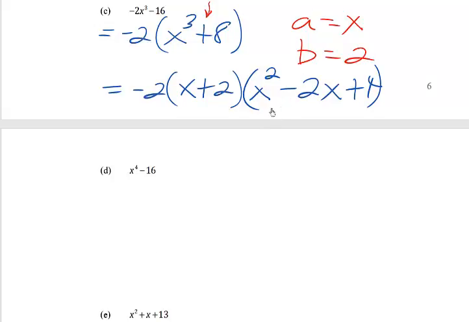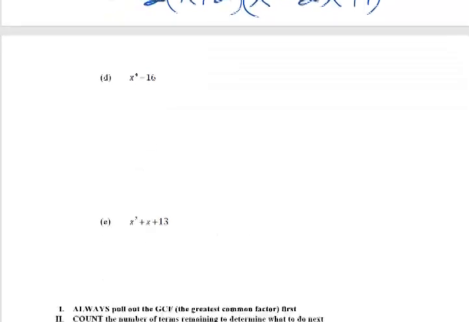One nice thing you can be sure of, when you use the sum and difference of cubes formulas, this trinomial you end up with here never keeps going. Don't feel like you have to check to see if it factors. If it was going to keep going, the formula would reflect that. All right, let's go on to letter D.